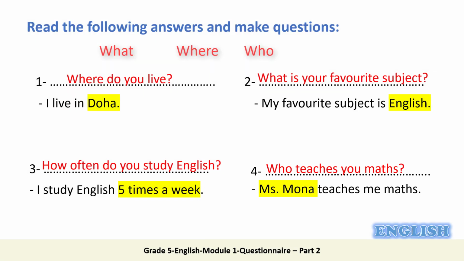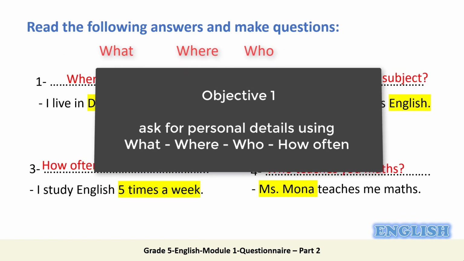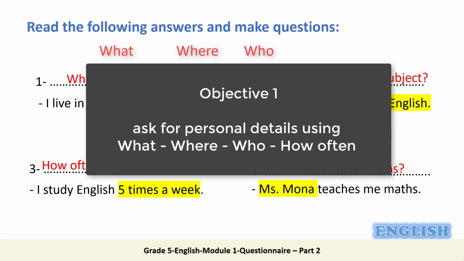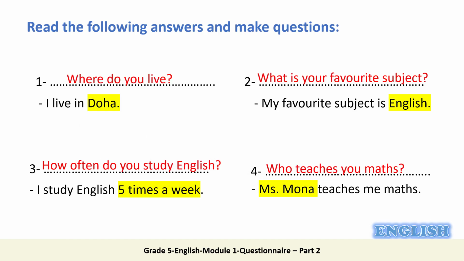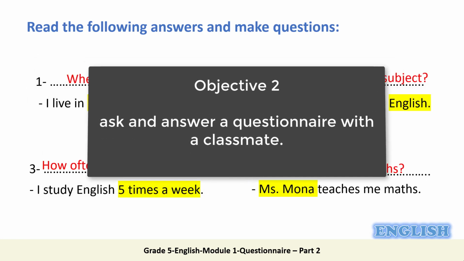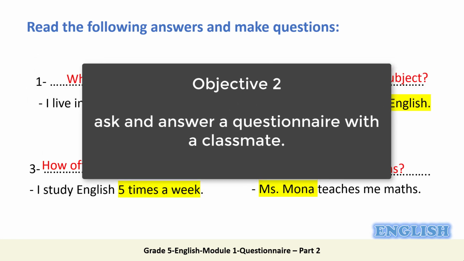Now, my friends, you have achieved the first objective. You're now able to ask for personal details using what, where, who, and how often. Time to move on to the second objective. Ask and answer a questionnaire with a classmate.